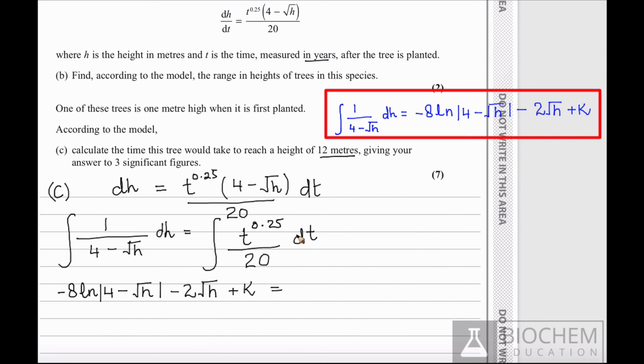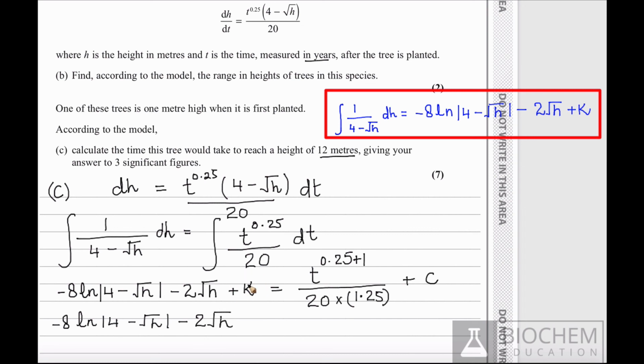equals, now we integrate the right hand side, so we add 1 to the power, so this can be written as t to the power of 0.25 plus 1 over 20 times by the answer of this, which is 1.25 plus c. Now simplifying this equation further, we can write the left hand side as it is, which is negative 8 ln 4 minus square root h minus 2 square root h.